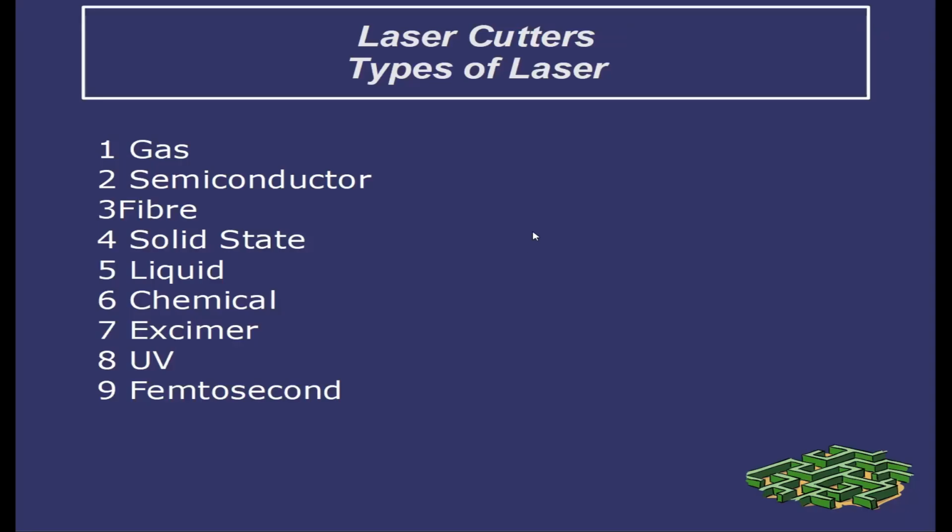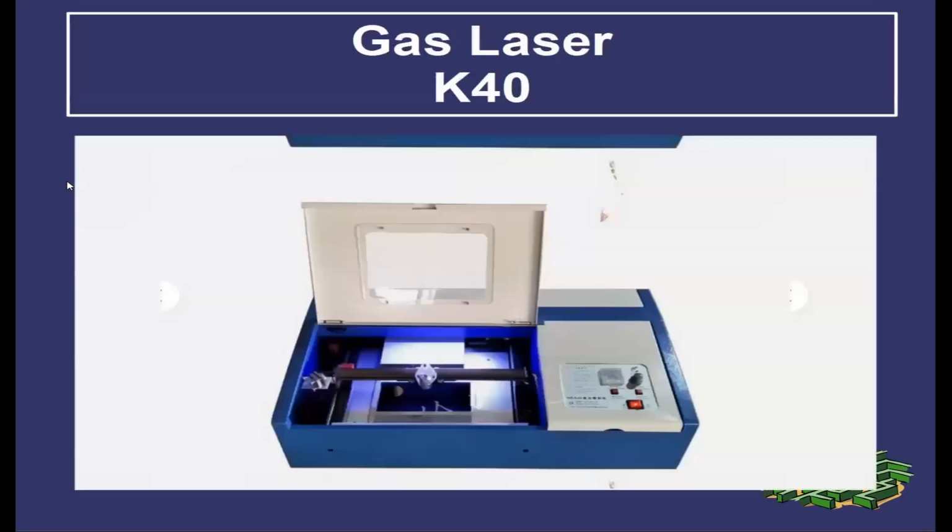Right, types of laser. There are a lot of different types of laser. As you can see there, you've got gas, semiconductor, fiber, solid state, liquid, chemical, excimer, UV, and femtosecond. We'll only be dealing with the semiconductor one at the moment anyway, which is the diode one.